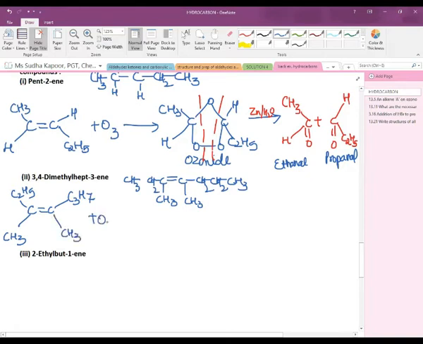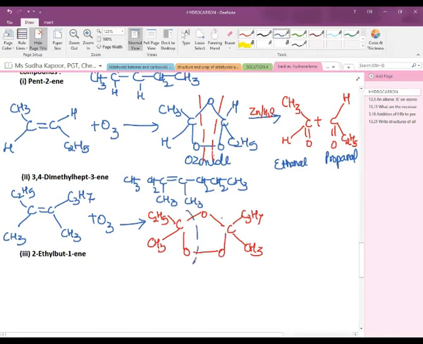So as soon as we add ozone, we get the ozonide here. The ozonide is shown as C2H5, CH3, nascent the O is centered shown here, C3H7, CH3, and then the oxygen has been shown in the form of the ozonide. The ozonide has further been broken down in the presence of zinc and water.